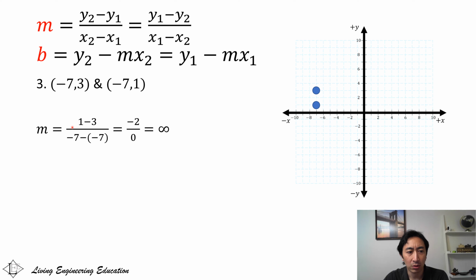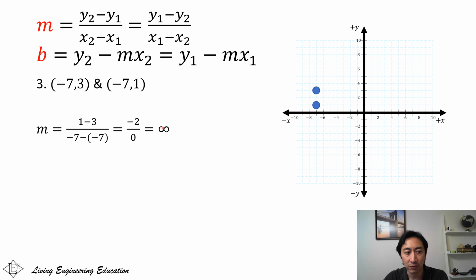Well, let's take a look. We get y2 minus y1 over x2 minus x1. y2, 1 minus y1, 3. That's going to give us negative 2. x2 minus x1, negative 7 minus negative 7. That's just going to cancel itself out. That's going to give us 0. So anything over 0, it's going to give us infinity.